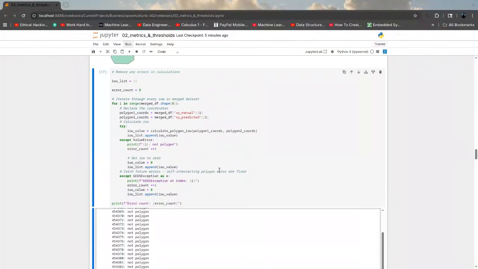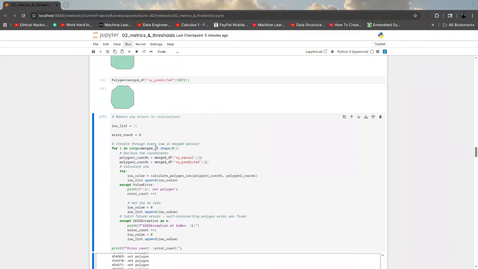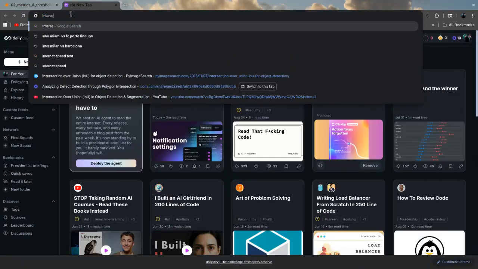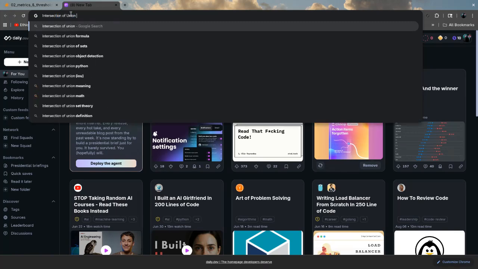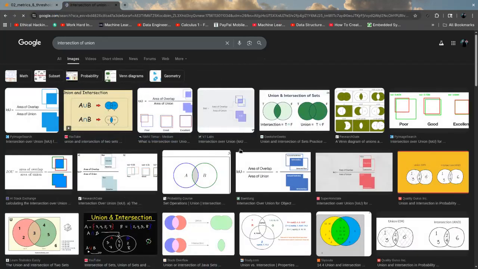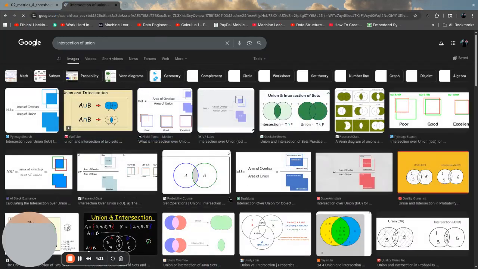Okay, after this testing, finding the errors, I had to calculate the IOU, the intersection of union. If I can show you the intersection of union. Okay, explaining the intersection of union.